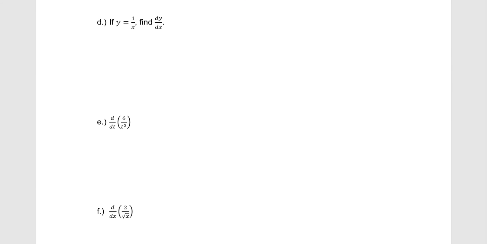Okay, now let's make them a little bit more difficult. Let's find the derivative of y equals 1 over x. Before we do that, we need to rewrite this as a power function, which means we need to write it as x raised up to some number. 1 over x can be rewritten as x to the negative 1. So that's how we have to write it. So now we can find dy/dx.